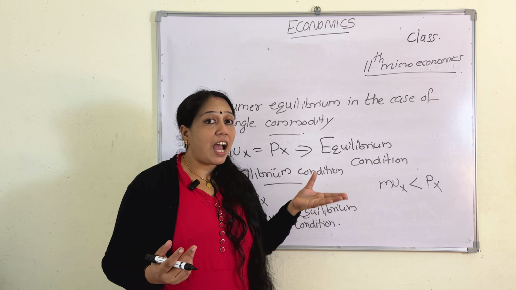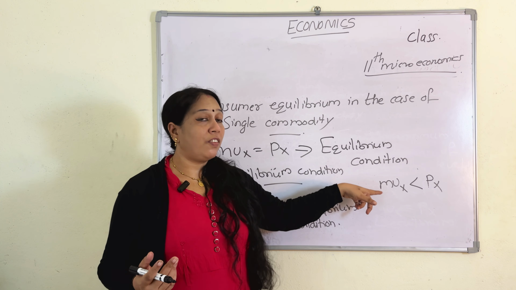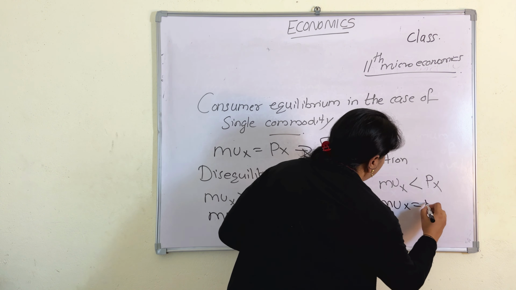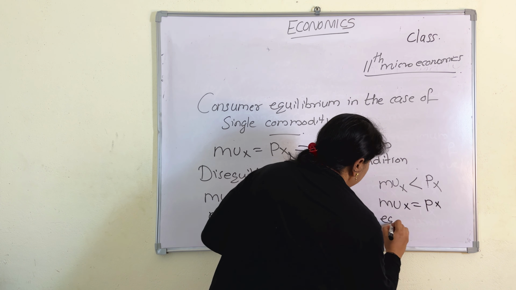But afterwards, gradually what will happen? The marginal utility of X will increase till it becomes equal, MUX equal to PX. This is the equilibrium condition.